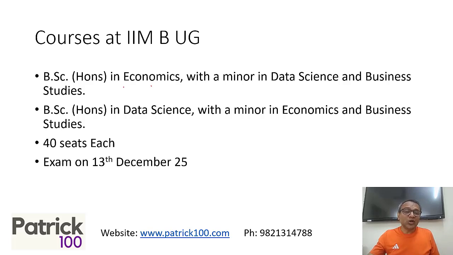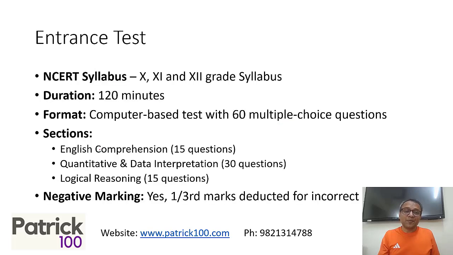There are two courses: BSc Honors in Economics and BSc Honors in Data Science. Economics is with a minor in data science, and data science is with a minor in economics, but both focus on business studies. Right now the intake is 40 seats each for the first 2 years. And the exam is held on 13 December.